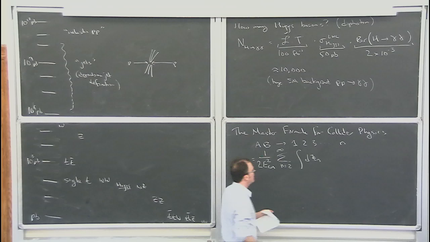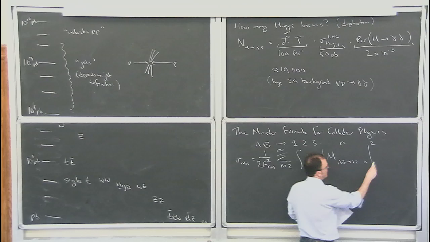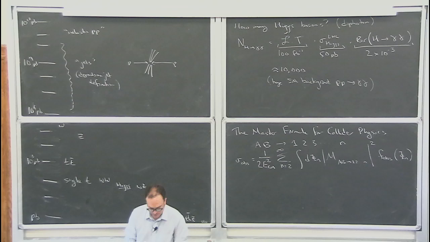You have to somehow calculate a scattering amplitude. So the scattering amplitude, what's the amplitude for going from A, B to 1, 2, up to n? You have to square it. And then, as I'll emphasize a lot, we have to choose the observable that we want to measure. We have to take that observable, which will depend on where all my various particles go. And this is the thing that I want to compute.